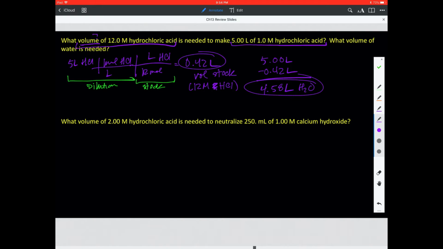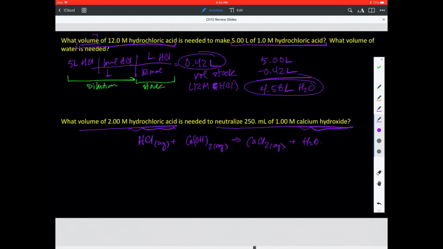Okay, so the next question asks us, what volume of 2 molar HCl is needed to neutralize this much calcium hydroxide? Note that you might be tempted to say, oh, we got some volumes and some concentrations again, these are the same problems. No, absolutely not, because here we're talking about HCl, and here we're talking about calcium hydroxide, which means a balanced chemical reaction: 2 HCl aqueous plus Ca(OH)2 aqueous gives us CaCl2 aqueous plus 2 liquid water.